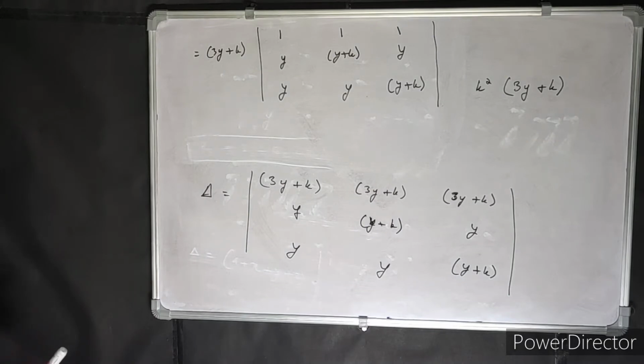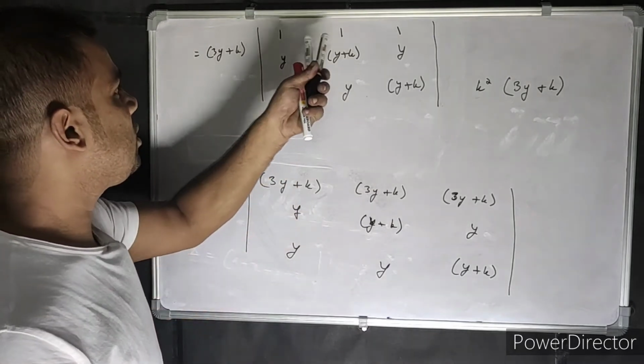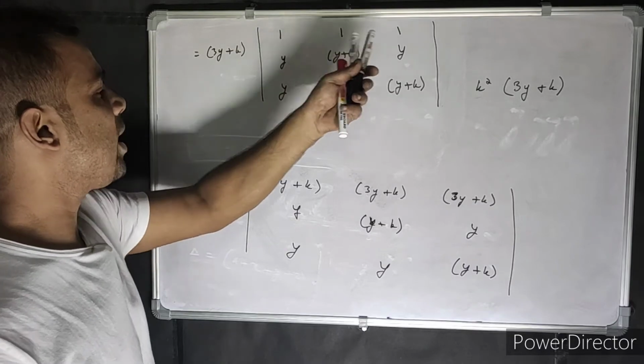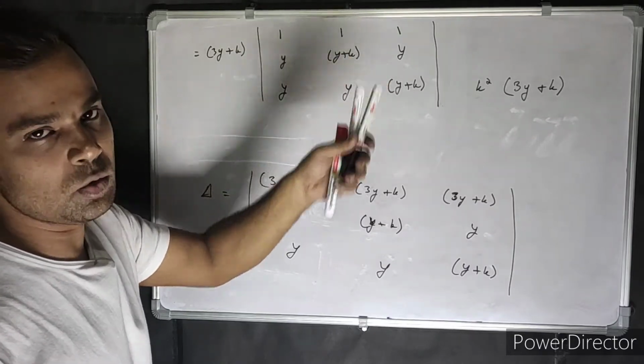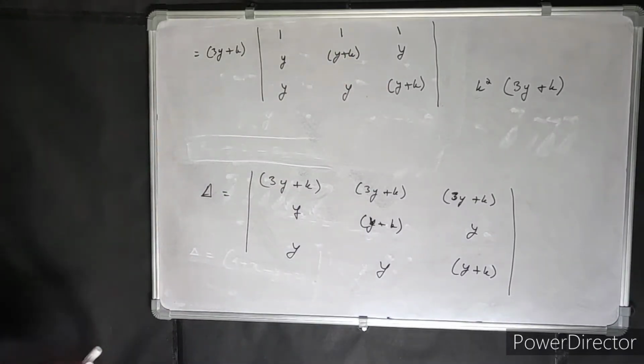Don't get confused. Now what do we do? Make any of them 0. Any one, there are 3 ones. Make any 2 of them 0. So what do you do now?